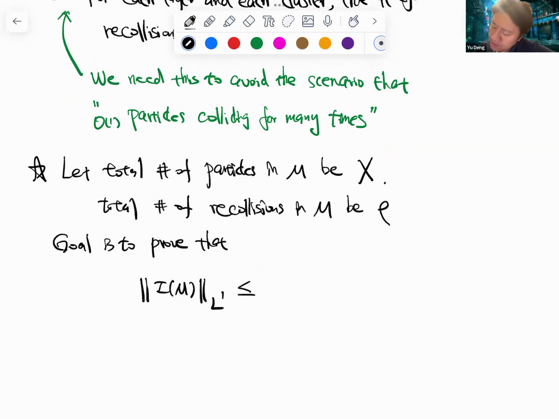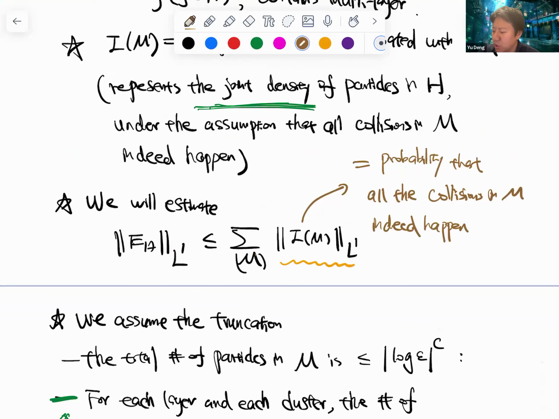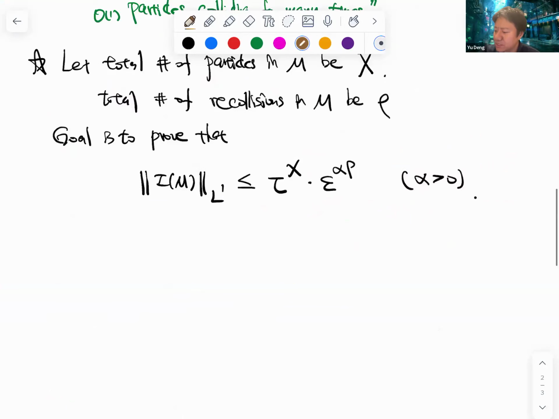this is less than tau to the X times epsilon to the alpha rho, for some positive constant alpha. And once you have this, it will be enough to cancel the combinatorial factor from the summation, the number of choices for M, and then matching with this, you're going to get a good estimate for the total L1 norm of the cumulant. Okay, so this is the recap.